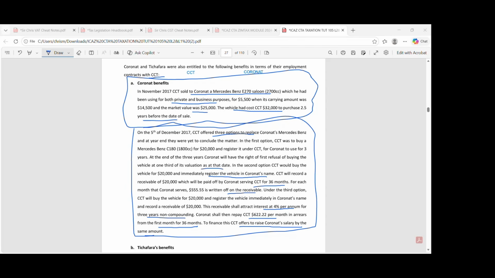So they are simply triggering tax planning here. So the examiner is not asking for theory only. You must compare the 3 motor vehicle transactions options numerically, then advise colonat separately, CCT separately, because what is tax efficient for one taxpayer may not be tax efficient for the other. Is it making sense?